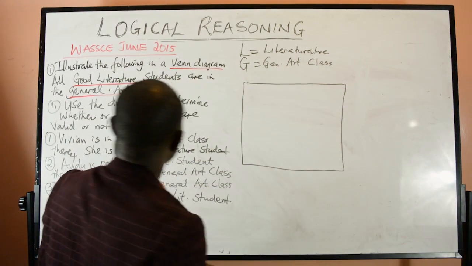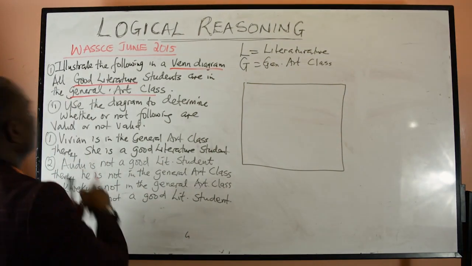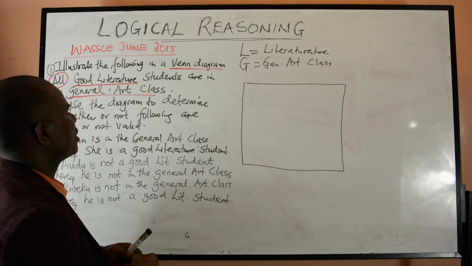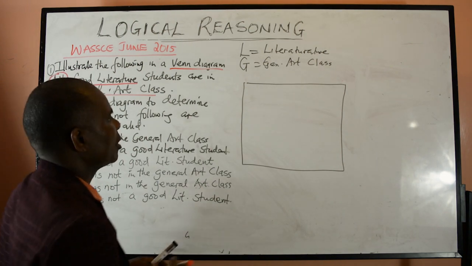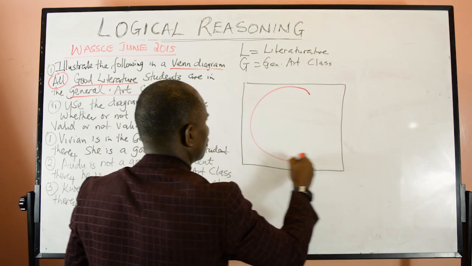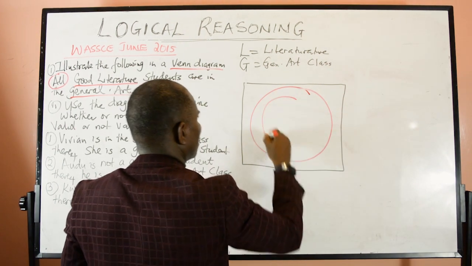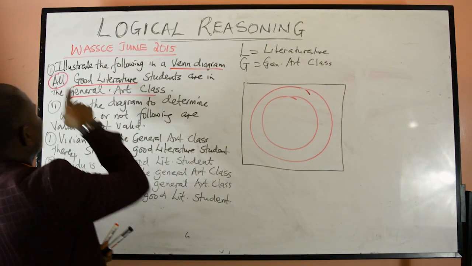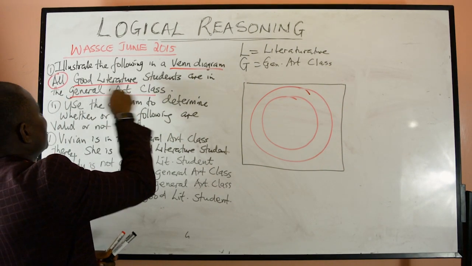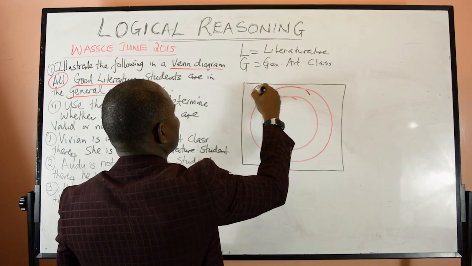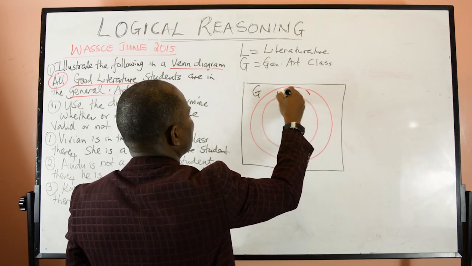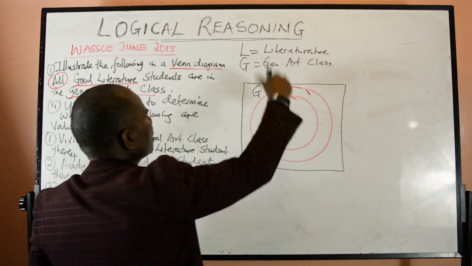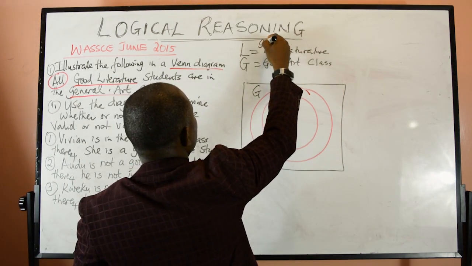Yes, so now we said the word all means all the good literature students are in the general art class. So I'm going to draw two circles, and you tell me which one is supposed to embed the other. So we said all literature students are in the general art class, so we have the general art class there, and the literature is the small circle L. All the good literature students, so let's call it good literature students.